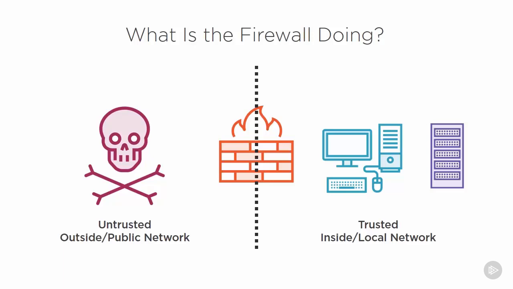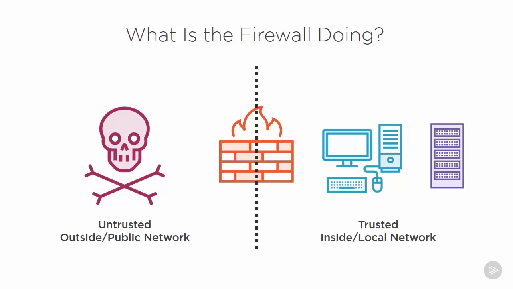Now, a firewall divides networks into zones, and the basic idea here is that we have an untrusted outside public network zone, the internet, and we have a trusted inside local network zone, which would be inside of your home or inside of your business, right?